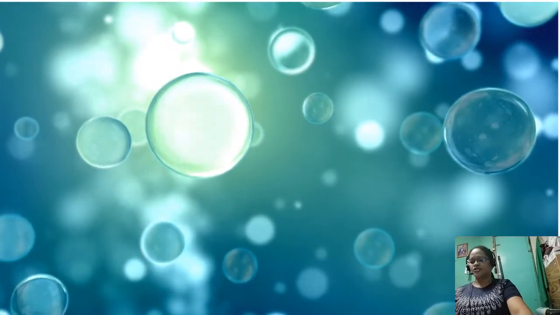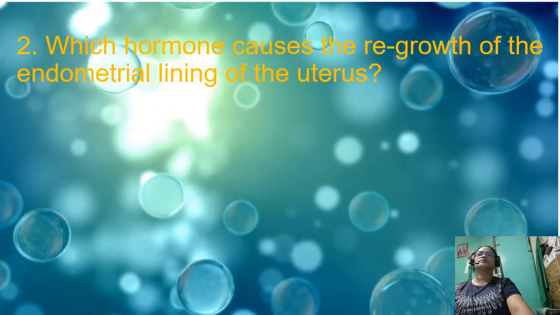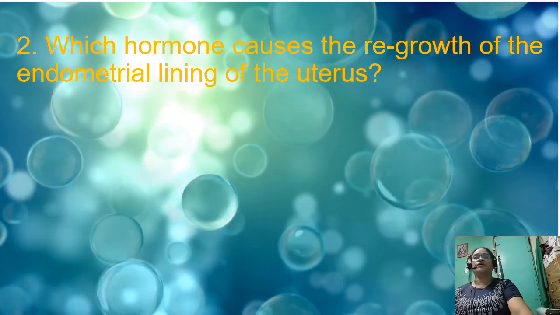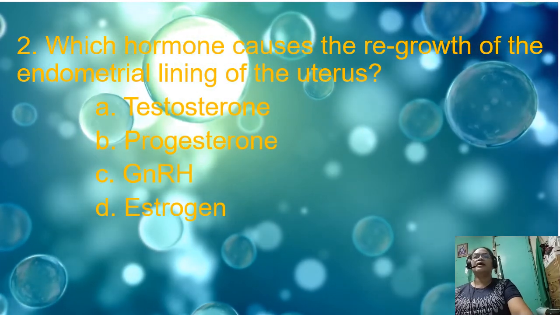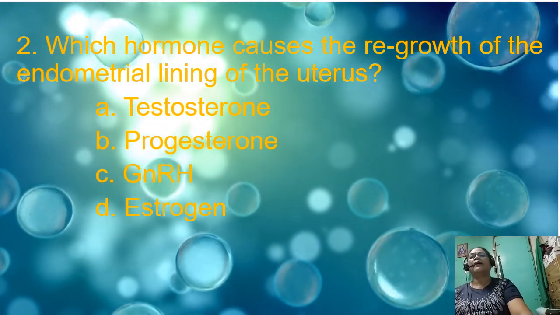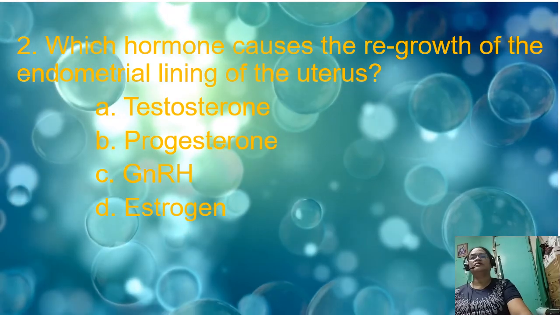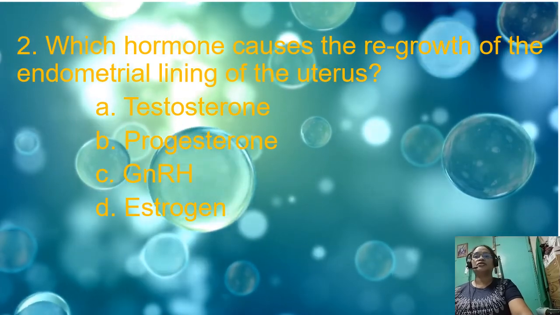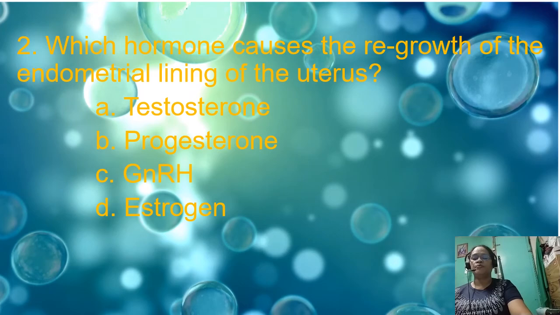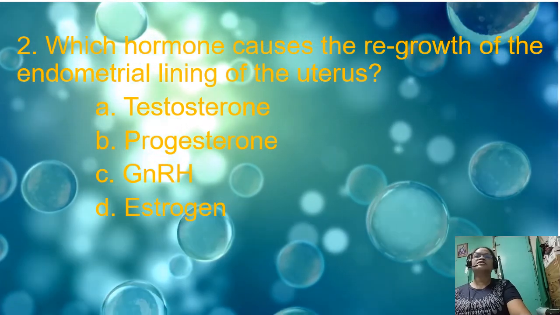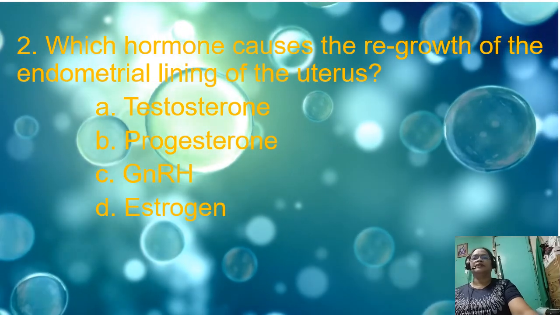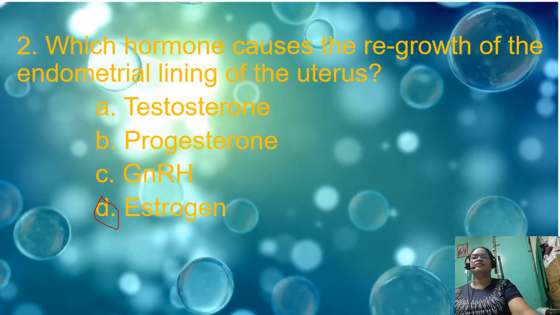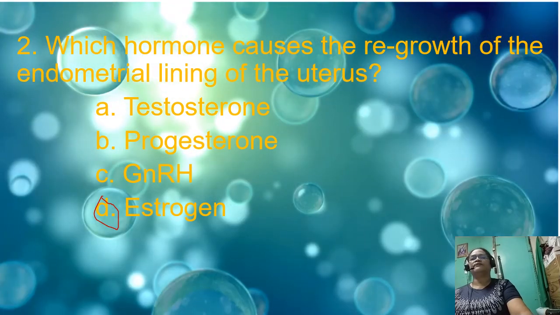For number 2, which hormone causes regrowth of the endometrial lining of the uterus? A. Testosterone. B. Progesterone. C. GnRH or gonadotropin releasing hormone. Letter D, estrogen. The answer is letter D.